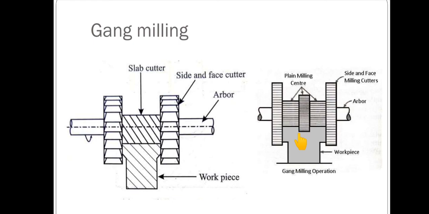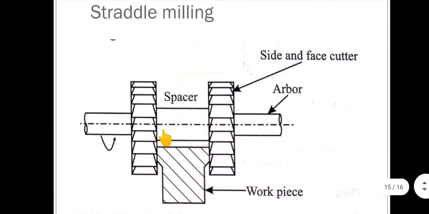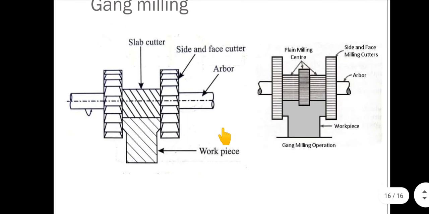Don't confuse here. Gang milling is using different milling cutters to do various operations at a single time. But in straddle milling, a single operation with two cutters has been done. So this is about the milling part in the module.